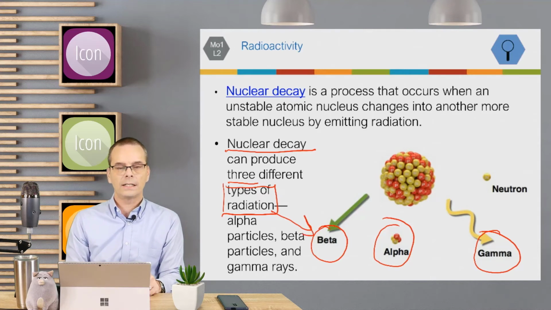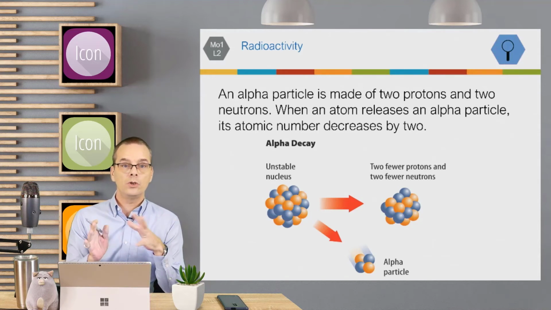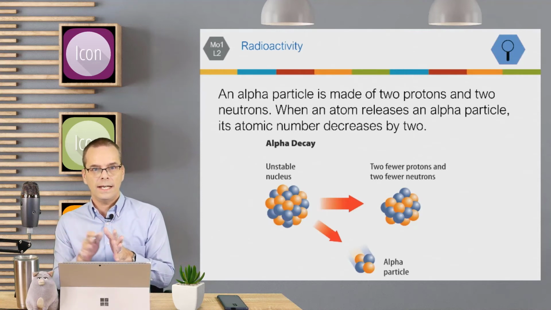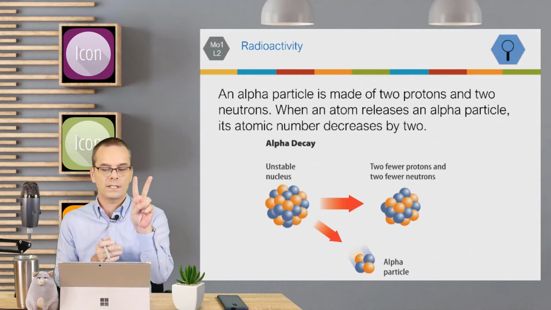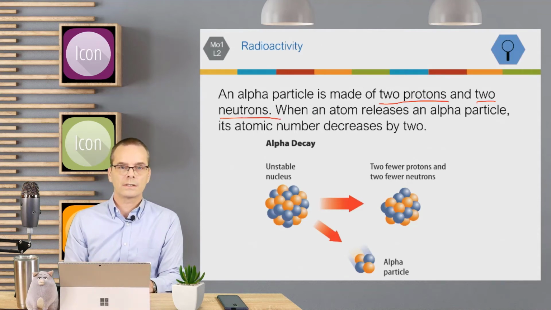Alpha, beta, gamma. An alpha particle is made up of 2 protons and 2 neutrons. So when an atom releases an alpha particle, its atomic number will decrease by 2 because it just got rid of 2 neutrons and 2 protons.